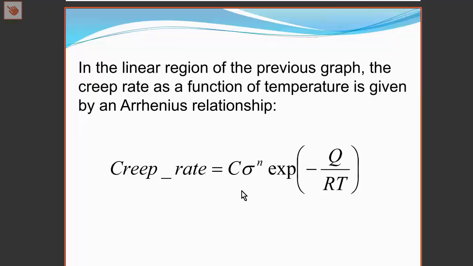Creep rate can be given by this equation, this Arrhenius relationship, which is typical for thermally activated phenomena. We see here C and n are constants for the material. Sigma is the applied stress. Q is the activation energy per mole for creep.